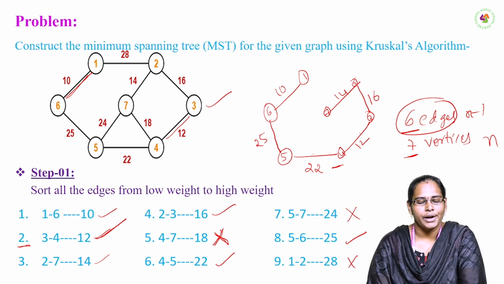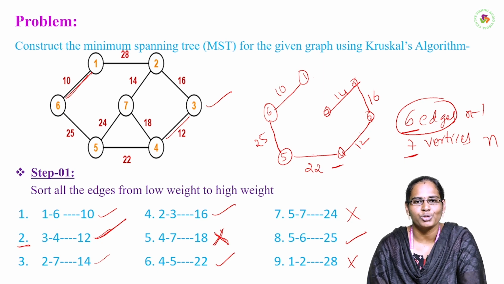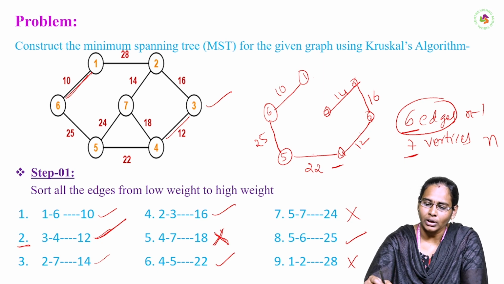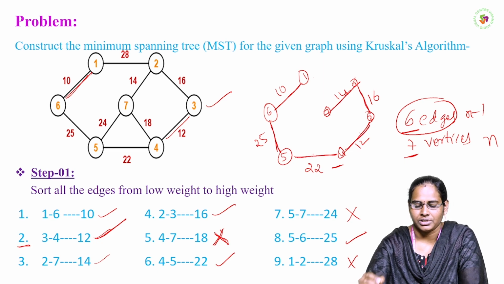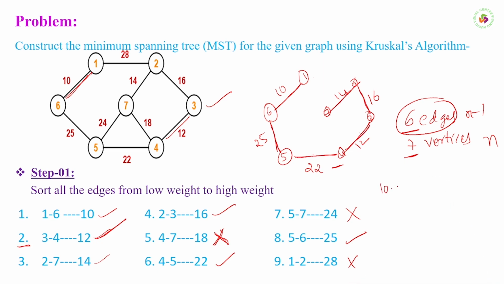Minimum spanning tree. Now, what is the minimum spanning tree cost? How we calculate a minimum spanning tree cost means here we have to add all the edge weights: 10 plus 25 plus 22 plus 12 plus 16 plus 14. So, totally we have 99 units. So, this 99 units represents a minimum spanning tree cost.